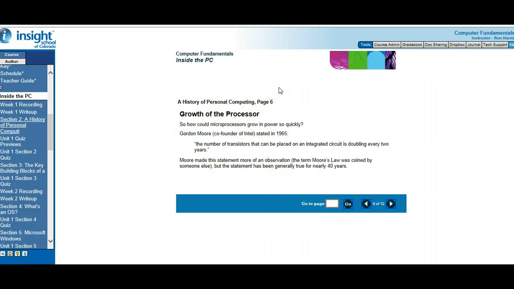The growth of the processor. So processors grew quickly. Gordon Moore, he helped found Intel. In 1965, he said the number of transistors that can be placed on an integrated circuit is doubling every 2 years. So really what Moore's law actually means is that the speed and capacity of computing technology is doubling every 2 years. So that's how Moore's law is related to the speed of computers. And this isn't really your answer right here, but the idea is that with speed and capacity doubling every 2 years, then obviously computers can process more and they speed up. That's how Moore's law is related to that.